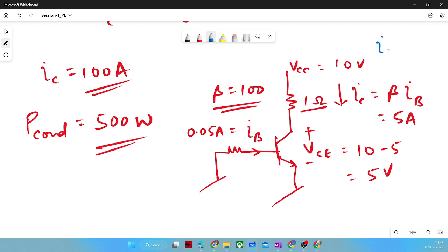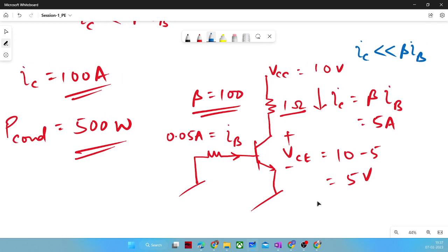IB, but IC will be much less than beta IB. So you can increase your IB, of course, but your IC will not increase, and in that manner it is said to be operating in the saturation region, and your VCE will be very low. Let us assume 0.5 volt or something. So that will lead to a very small drop.